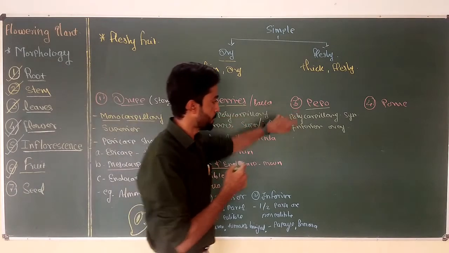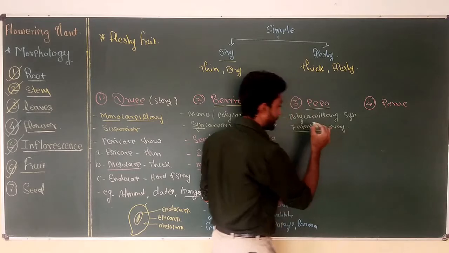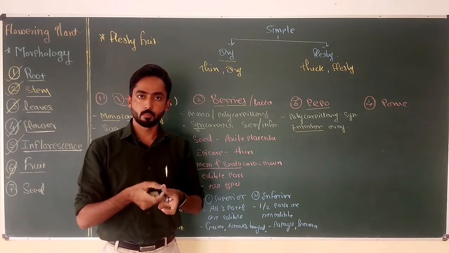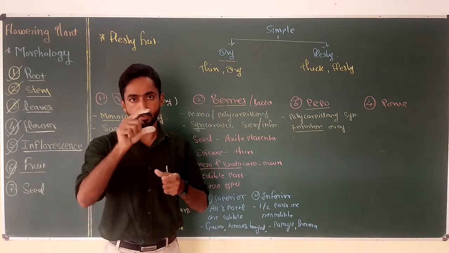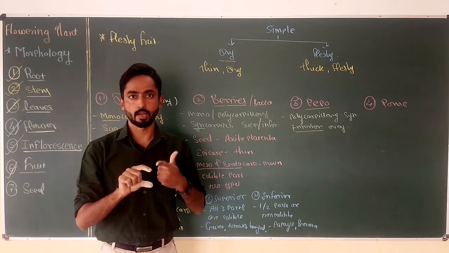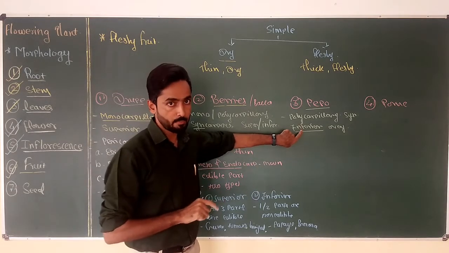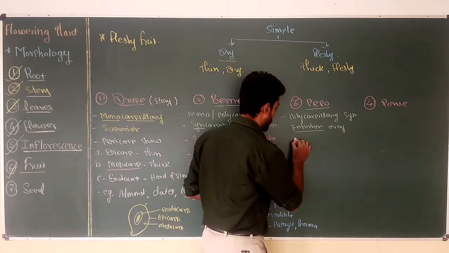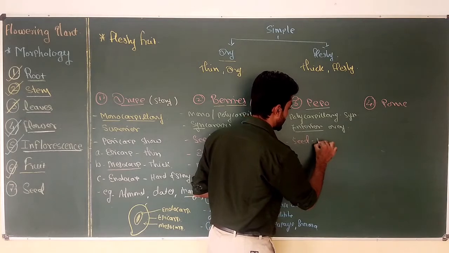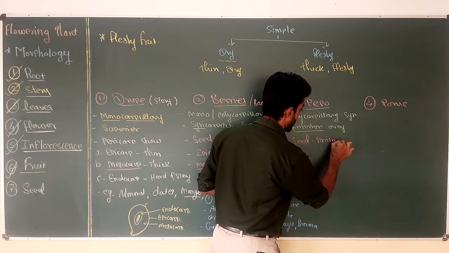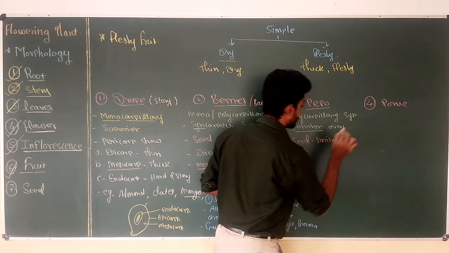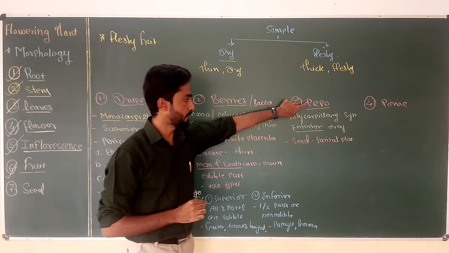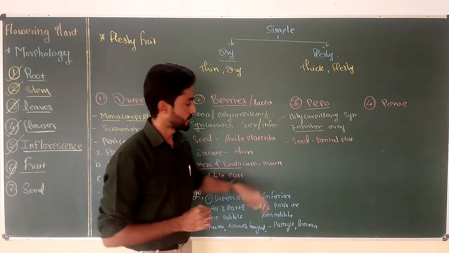But in case of Pepo, ovary is always inferior. That means all other floral organs arise from top of the ovary. Ovary is present below the calyx, corolla and androecium. So it is called as inferior ovary. The seed in this type of fruit show parietal placentation. Okay. In case of berries, it is axial placentation, while in case of pepo, it is parietal placentation.